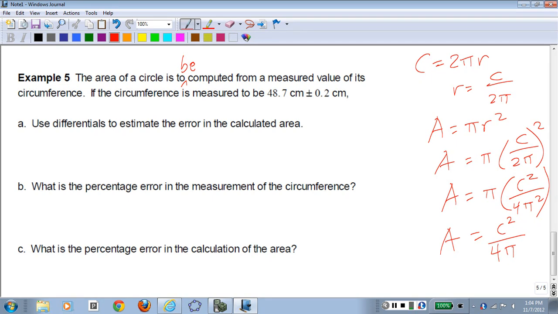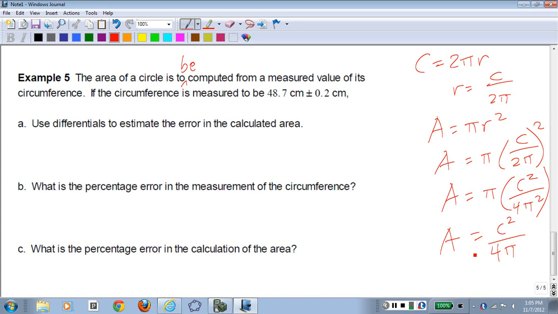But it expresses the area in terms of the circumference rather than the radius, as we're all accustomed to, pi r squared. So use differentials to estimate the error in the calculated area if the circumference is measured to be 48.7 centimeters, and we know we could be off by as much as 0.2 of a centimeter in our measurement.